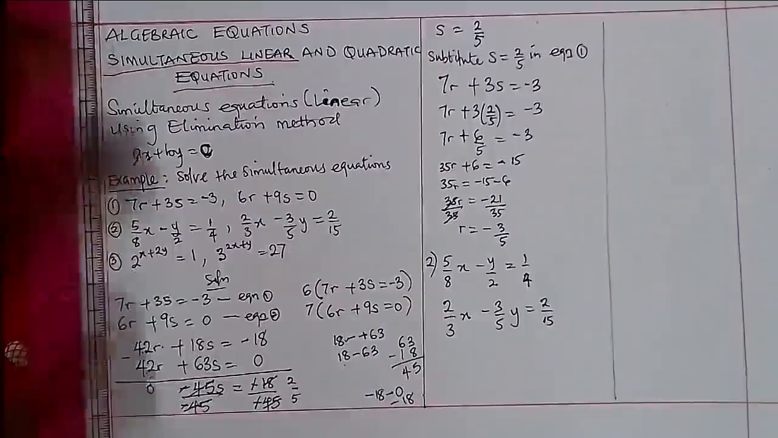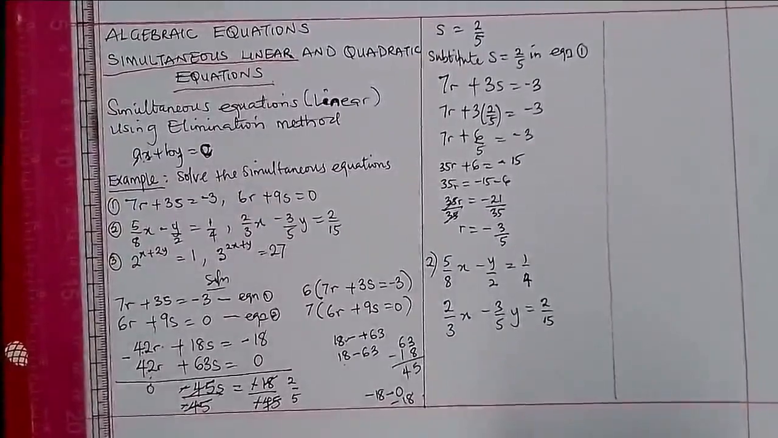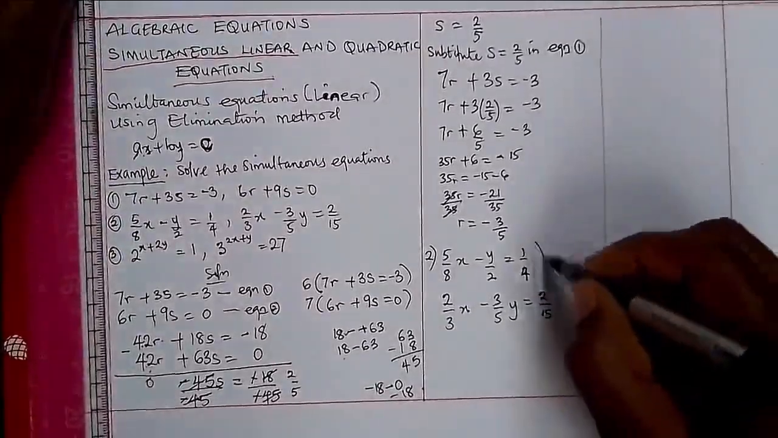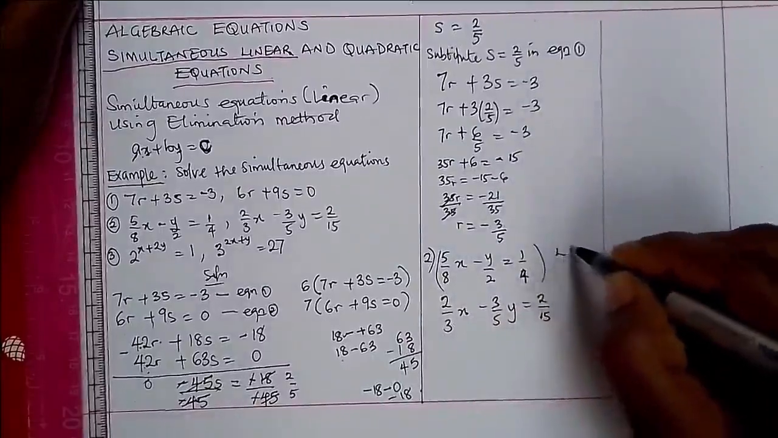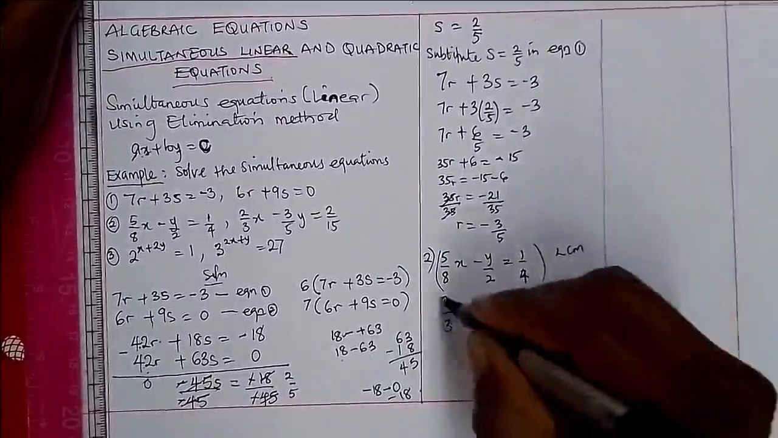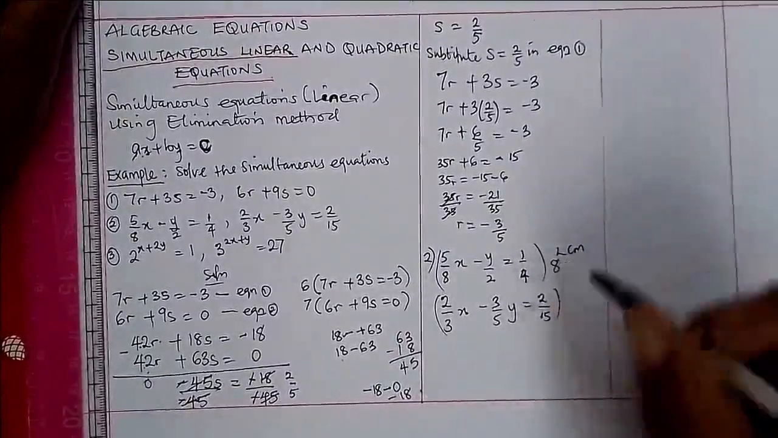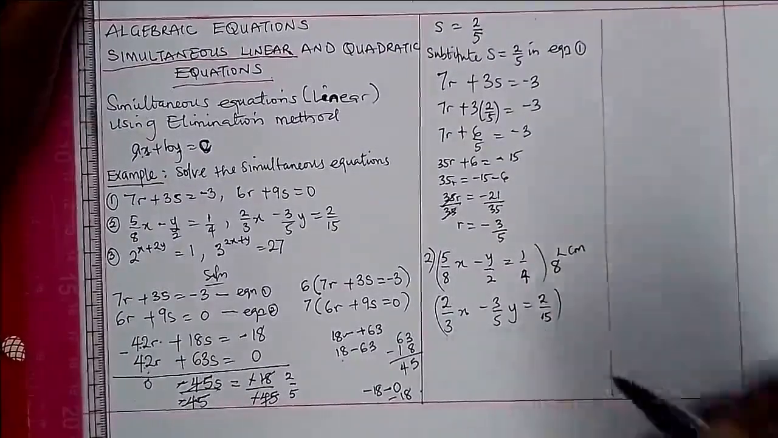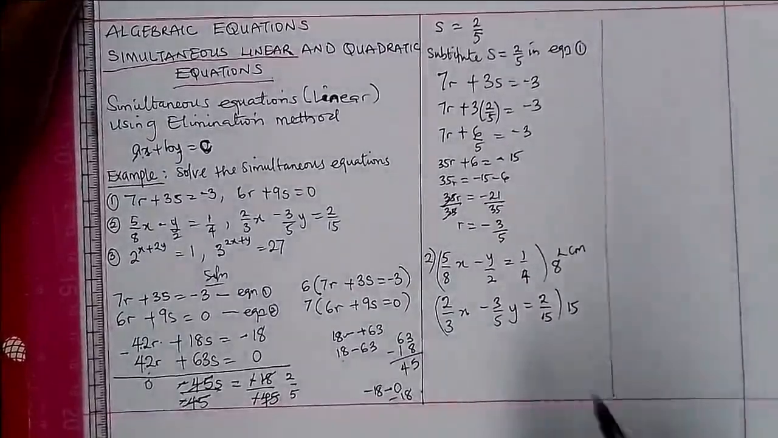Now, for us to make this fraction become whole numbers, we are going to multiply all through by the LCM of the denominator. Multiply through by their LCM. Okay, the LCM of 8, 2, and 4 is 8. The LCM of 3, 5, and 15 is 15.